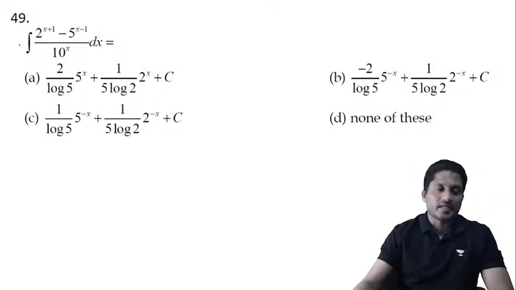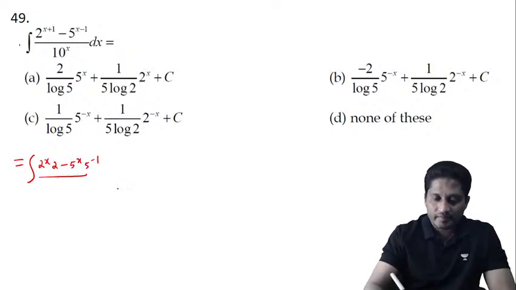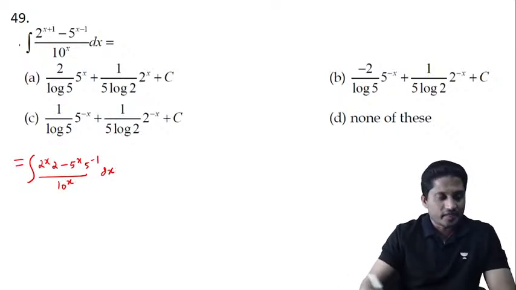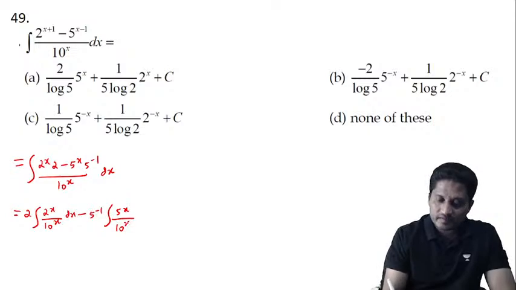See, again, this is COMEDK problem. This is 2 power x into 2 minus 5 power x into 5 power minus 1 whole divided by 10 power x and then dx. Now if I separate them, 2 is a constant out, you get 2 power x divided by 10 power x and 5 power minus 1 integration of 5 power x divided by 10 power x dx.